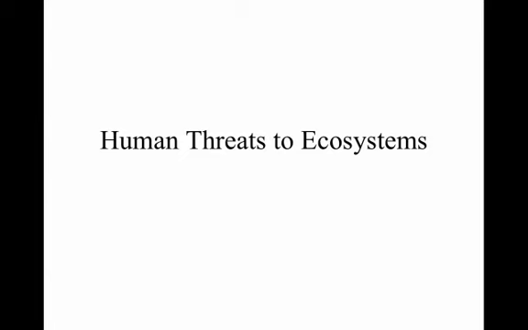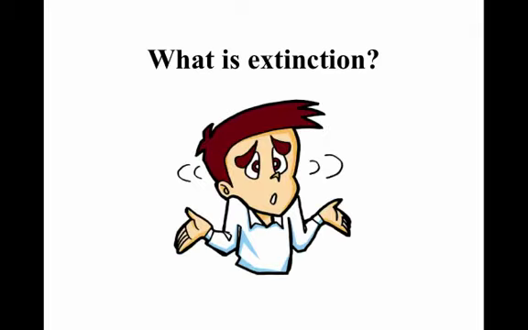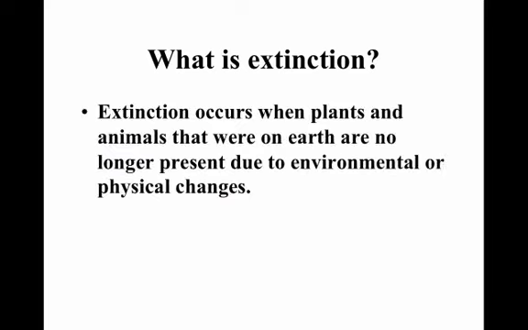Let's look at human threats to ecosystems. One of the first common threats to ecosystems that is not always human related, but lately it's definitely been the driving force, and that is extinction. Extinction occurs when plants and animals that were on Earth are no longer present due to either just the environment or physical changes to the Earth.